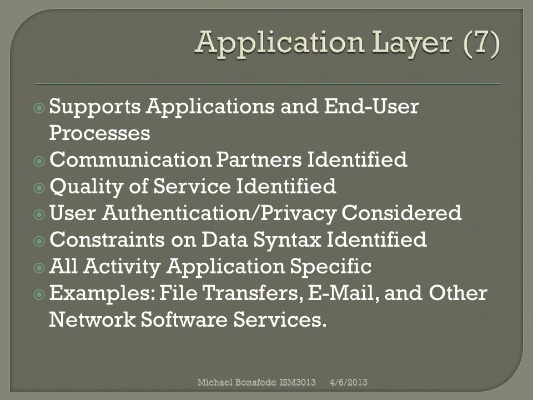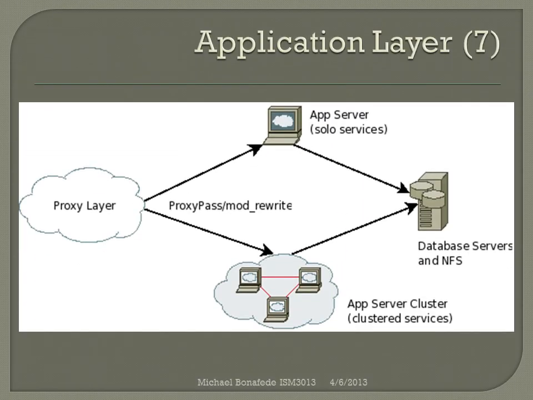The application layer 7 supports applications and end user processes, communication partners and quality of services identified at this layer, as well as user authentication and privacy. Constraints on data syntax are also identified, and all activity is application specific. For example, file transfers, email, and other network software services. This is a representation of how the application layer works. Communication is done at the proxy layer with application servers and database servers.